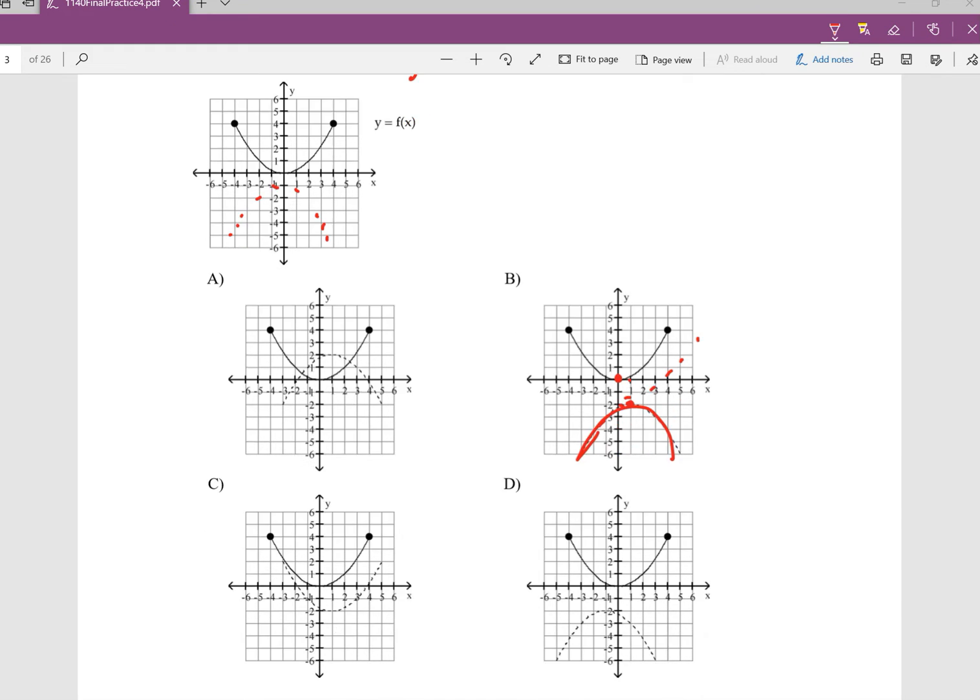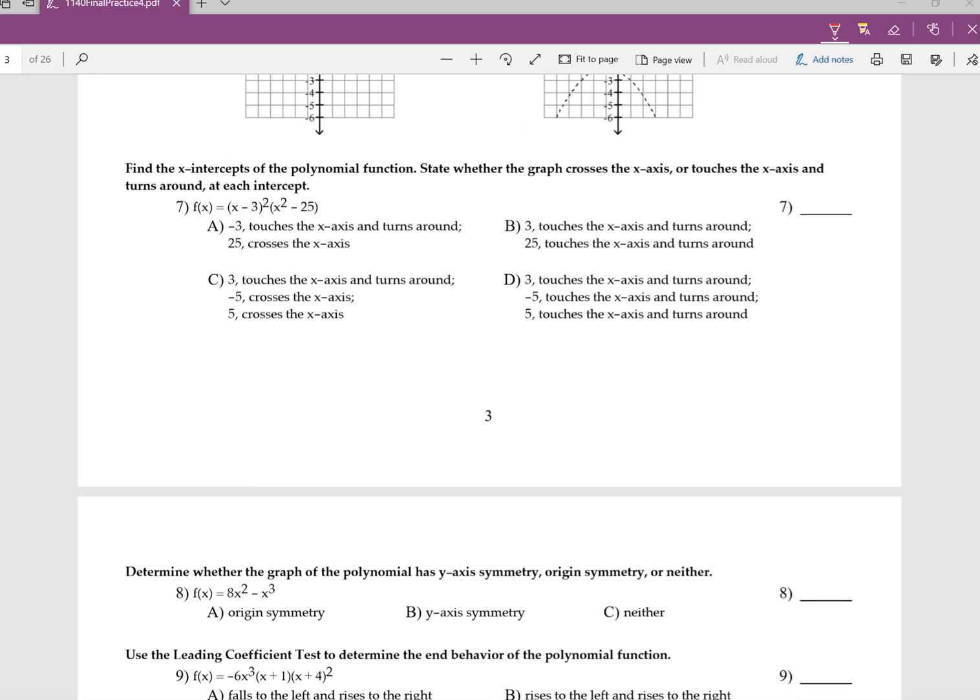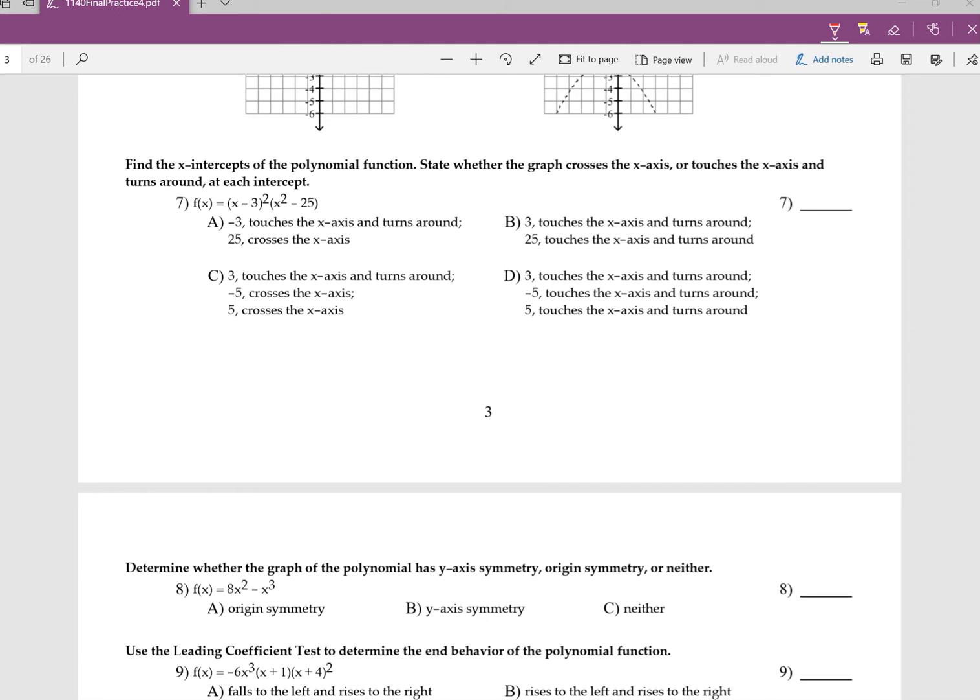Okay? Alright, number 7. On this one, this has to do with multiplicity.